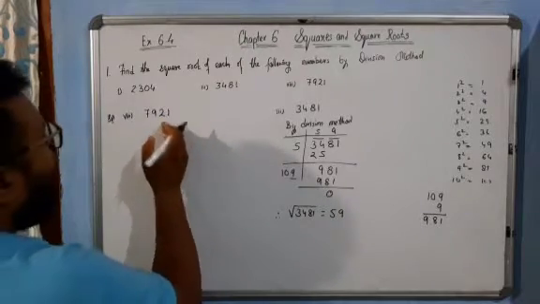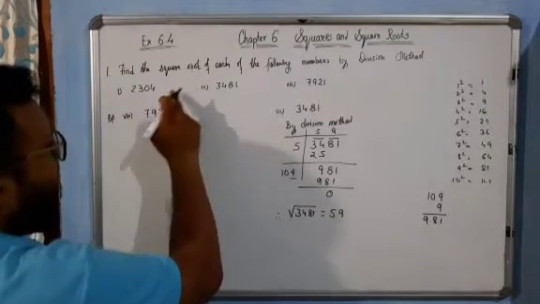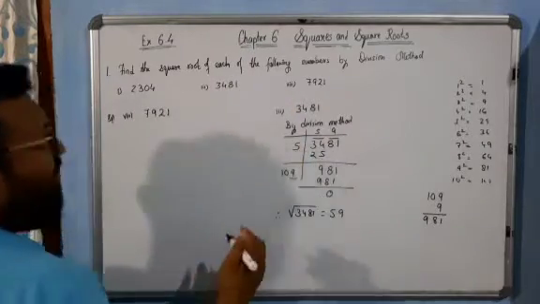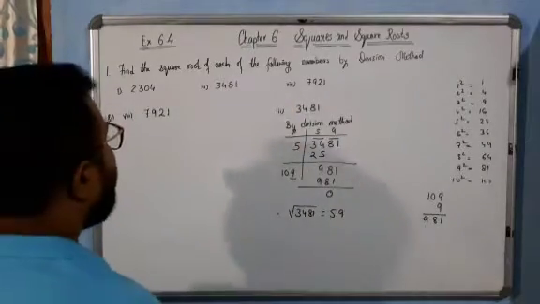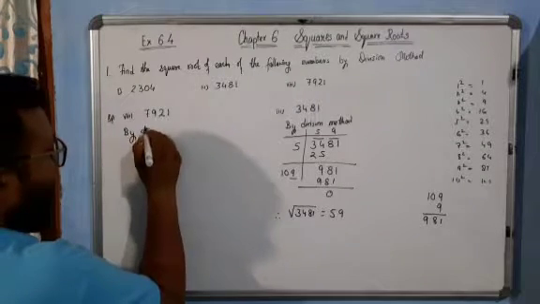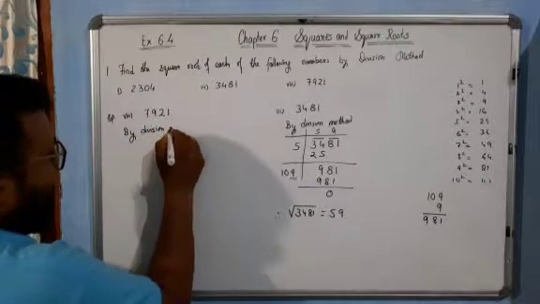7921. There are more questions in question number 1, but I have only 3 questions here, so that you can understand by this and you can do it by yourself. The rest of the questions you can do by yourself. So let's start to solve this one by division method.